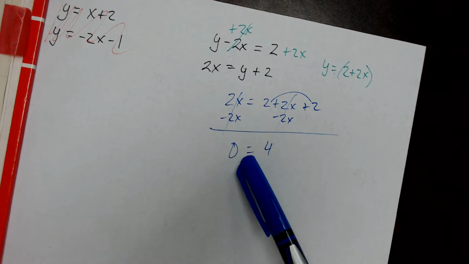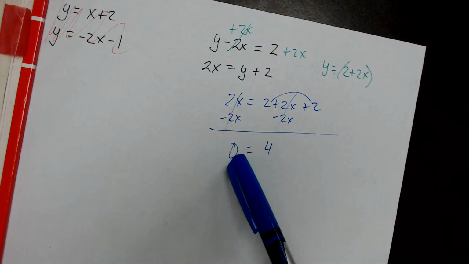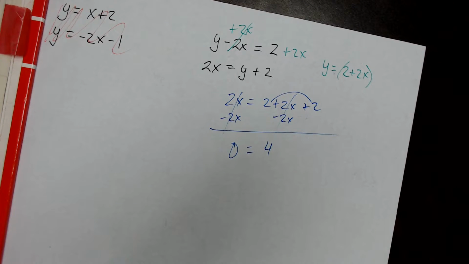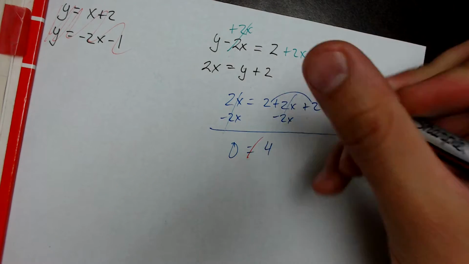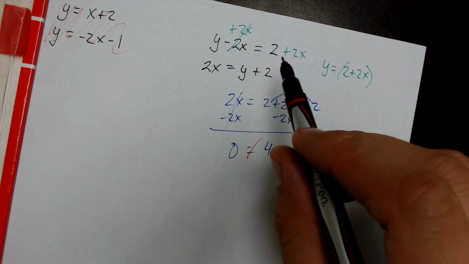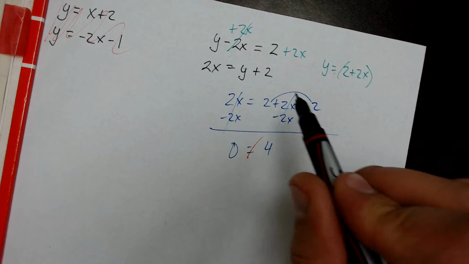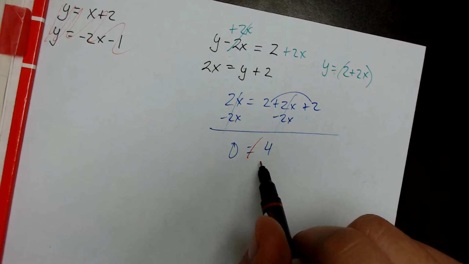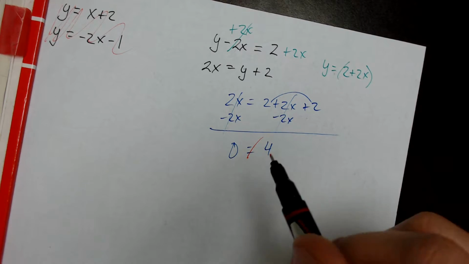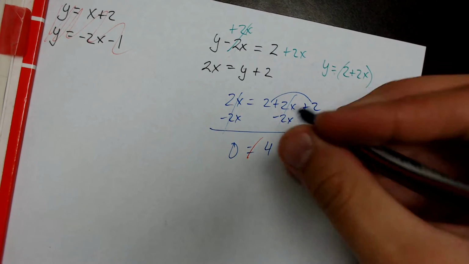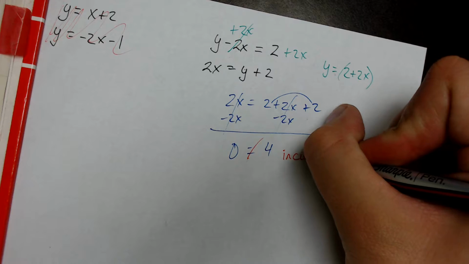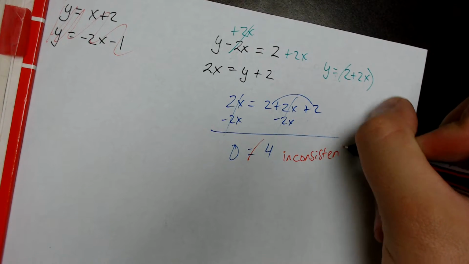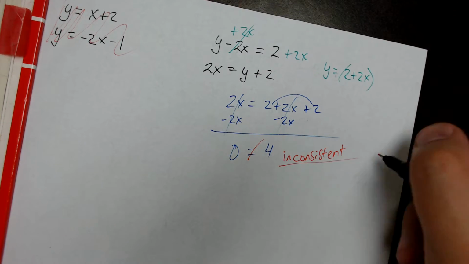Now, the thing we notice about this equation is we get 0 equals 4. Is this true? No, it's not. 0 is absolutely not equal to 4. So, whenever you try to solve an equation and all of your variables disappear, and the answer you get is not true, then we find out that these equations are inconsistent. This means that these lines never touch, and they're actually parallel to each other.